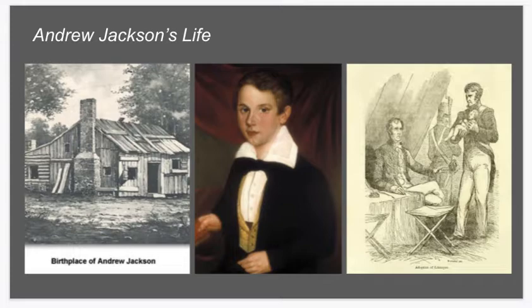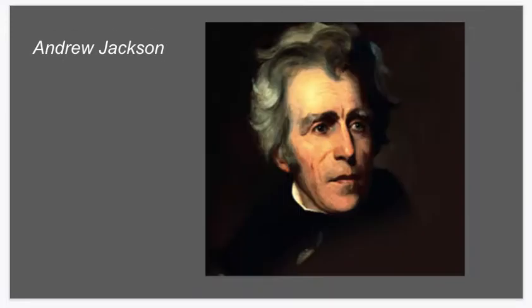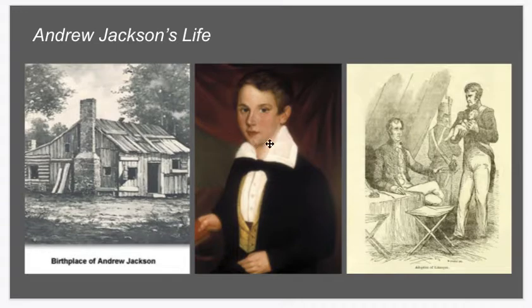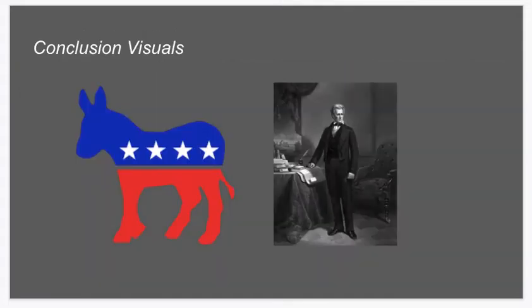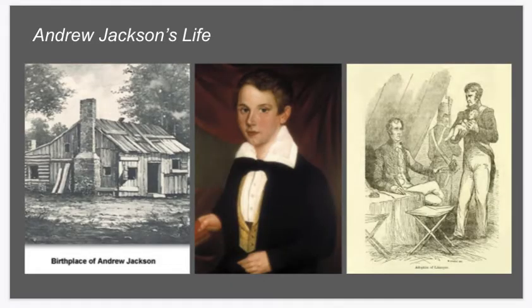So you can see here, I have an adult portrait of Andrew Jackson. I have a childhood portrait. I have an image of his childhood home. I have an image of an event that happened in his life. I also have the symbol for the Democratic Party, which he started. All of these visuals give the audience more information and support what I'm going to be saying.